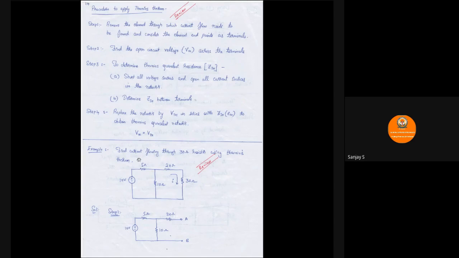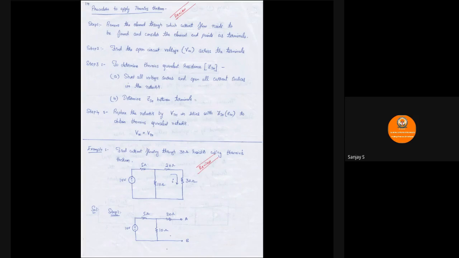So let us see how to use this Thevenin's theorem over here. In this problem, find the current flowing through the 30 ohm resistor using Thevenin's theorem. This is a simple circuit. For understanding the application of Thevenin's theorem, I have just taken this. Through this 30 ohm resistance, the current flowing needs to be found. Let us follow the procedure. Step 1 says, remove the element through which current flow needs to be found. So through this 30 ohm, I am supposed to find the current. So I am going to remove this 30 ohm and consider the element endpoints as terminals. I'll call these two ends where I have removed 30 ohm as terminal A and terminal B. So this is step 1.